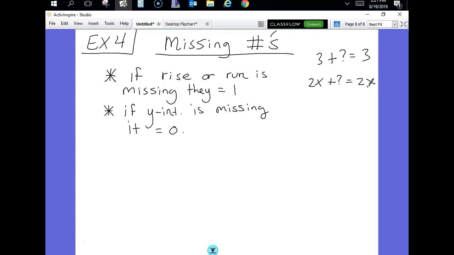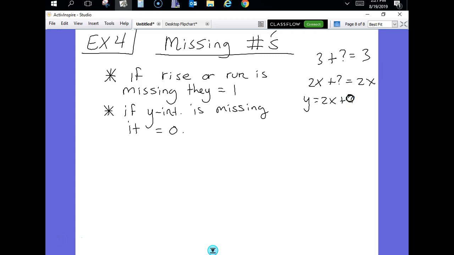So if you're missing a y-intercept, if I say we have y equals 2x, well, what would you add here so it doesn't actually change the equation, but it looks like we have a number there now? It would be 0, right? So when you're missing your y-intercept, it's 0.